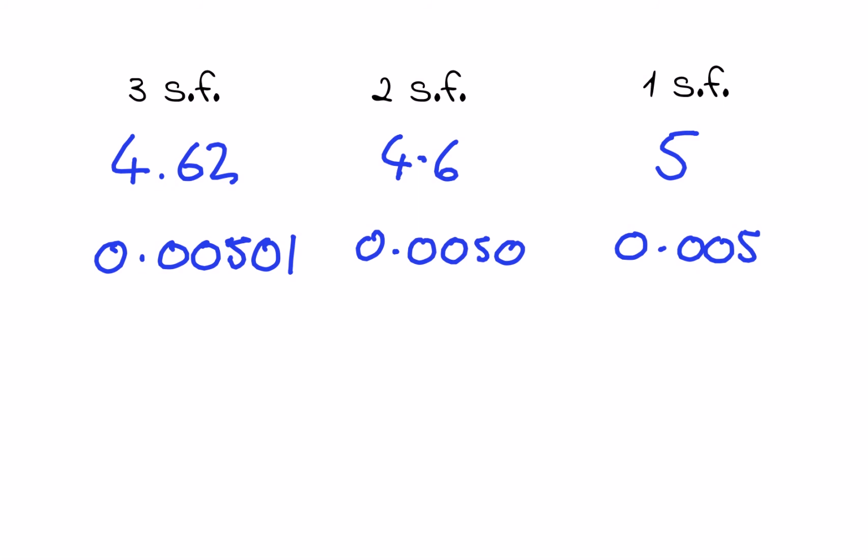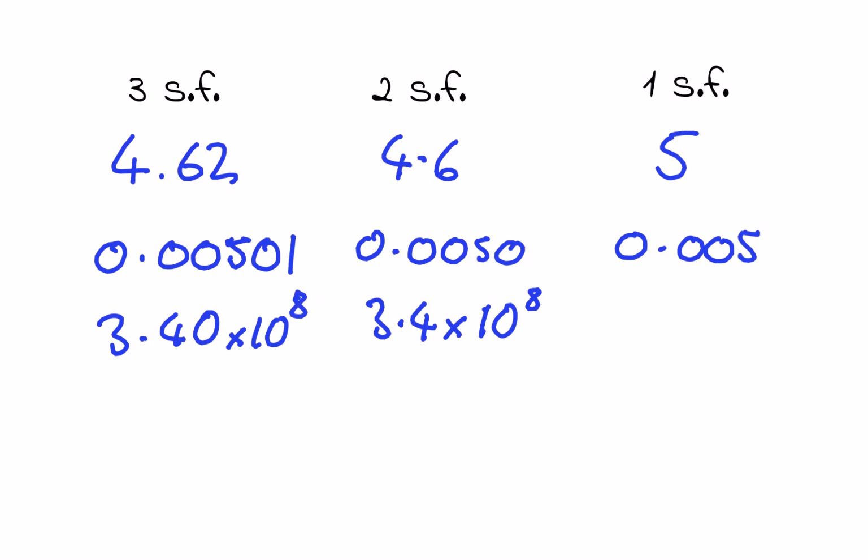And I could have numbers written in standard form or scientific notation. So at 3 significant figures, I could have 3.40 times 10 to the 8. Now if I wanted to write this in 2 significant figures, this just becomes 3.4 times 10 to the 8. And if I drop this down to 1 significant figure, we get 3 times 10 to the 8.